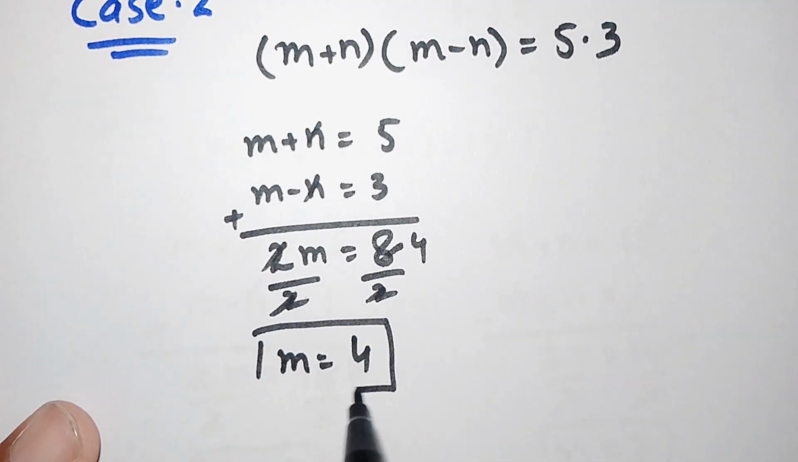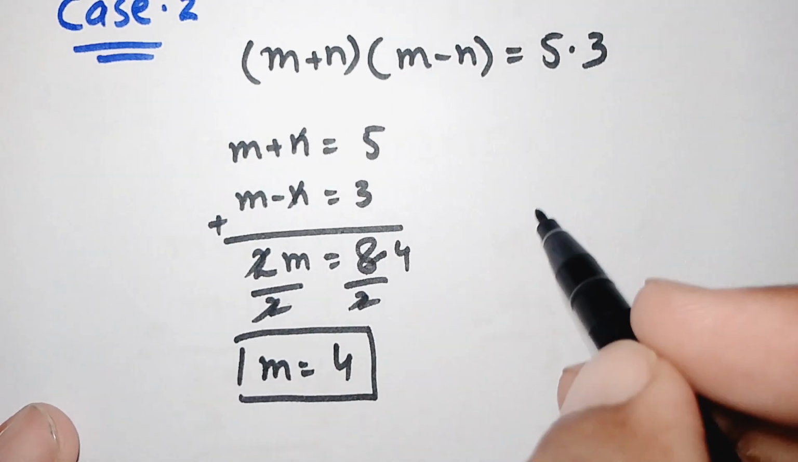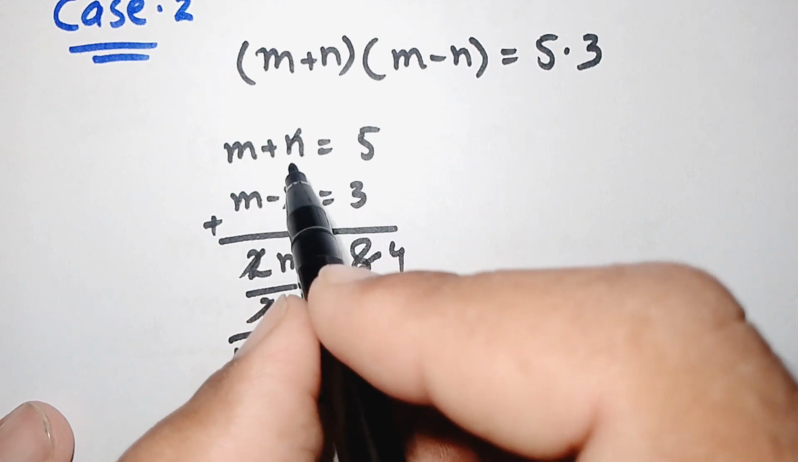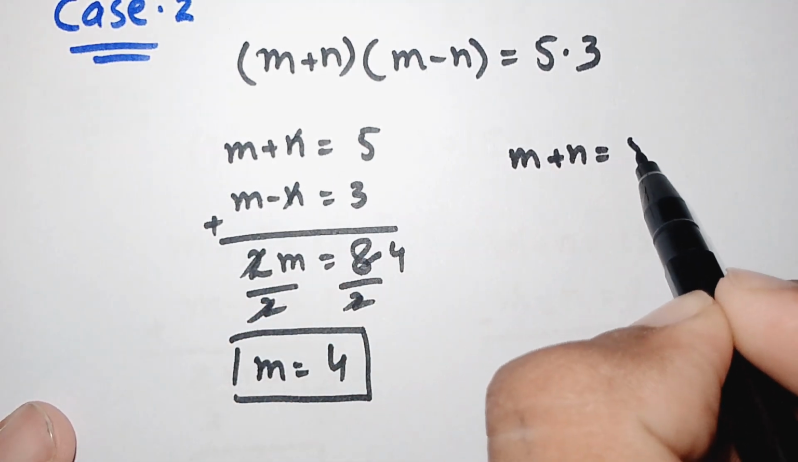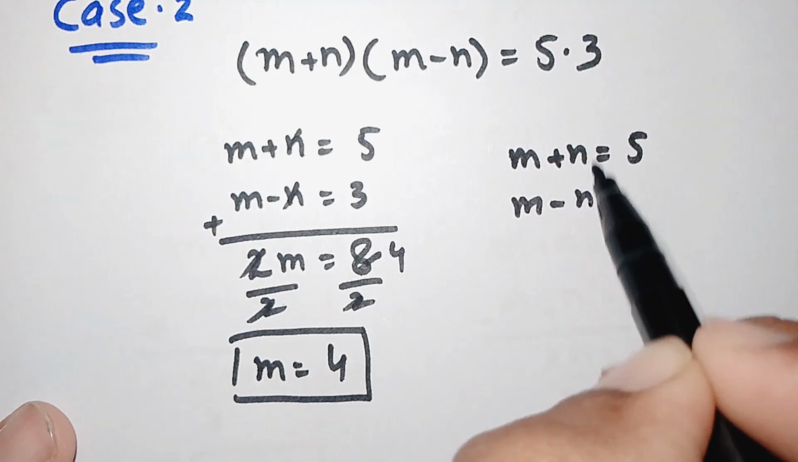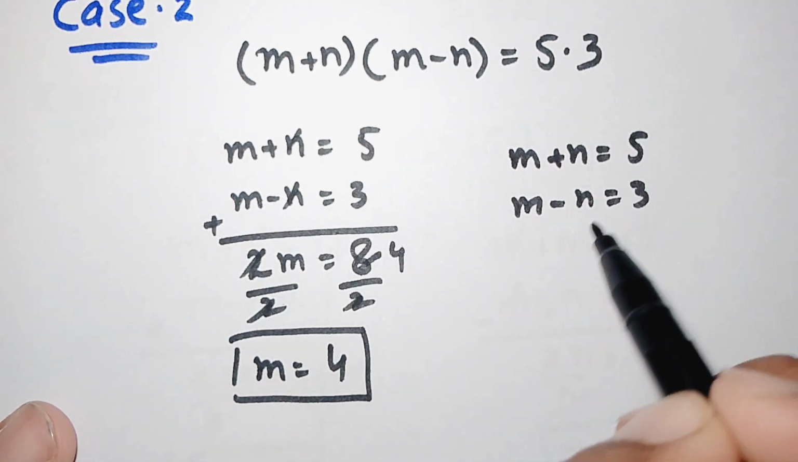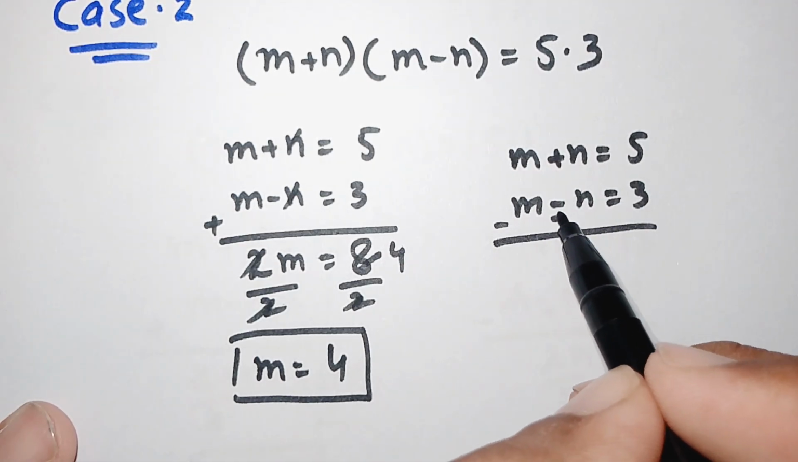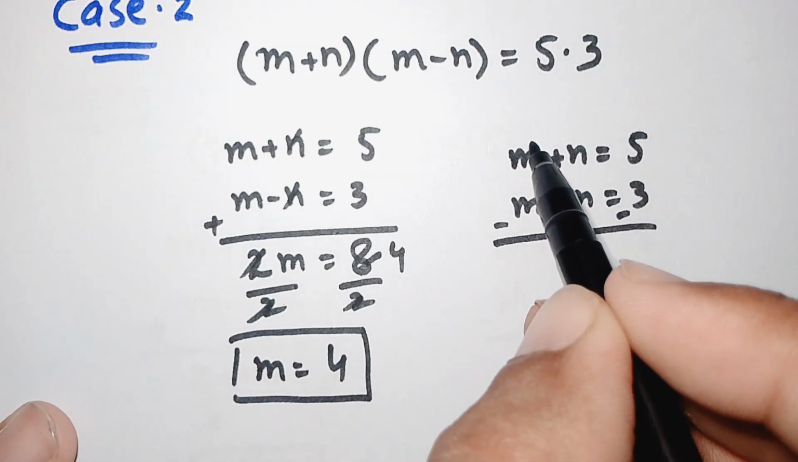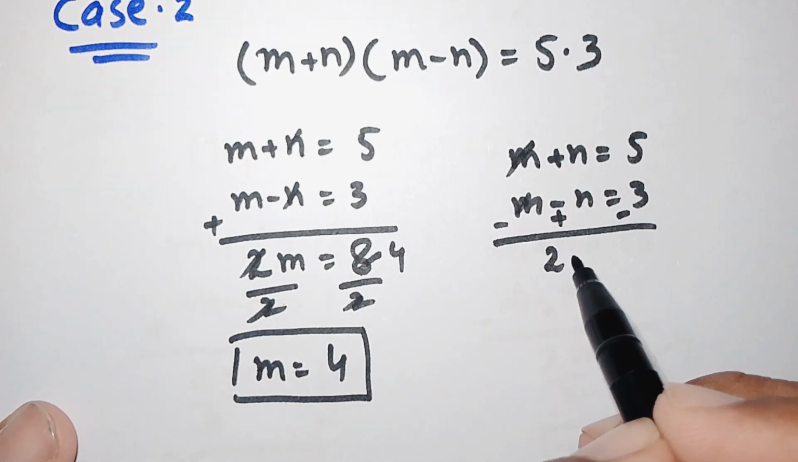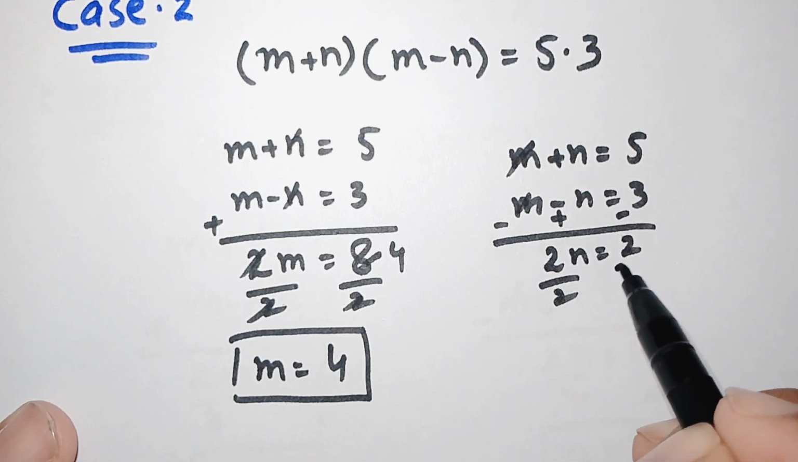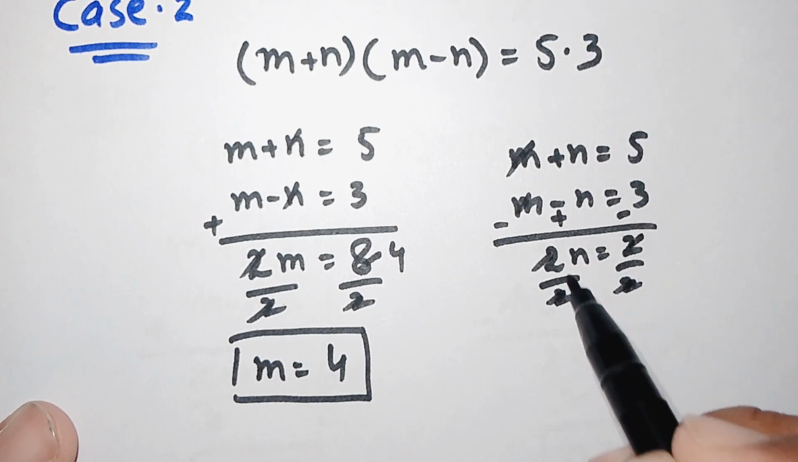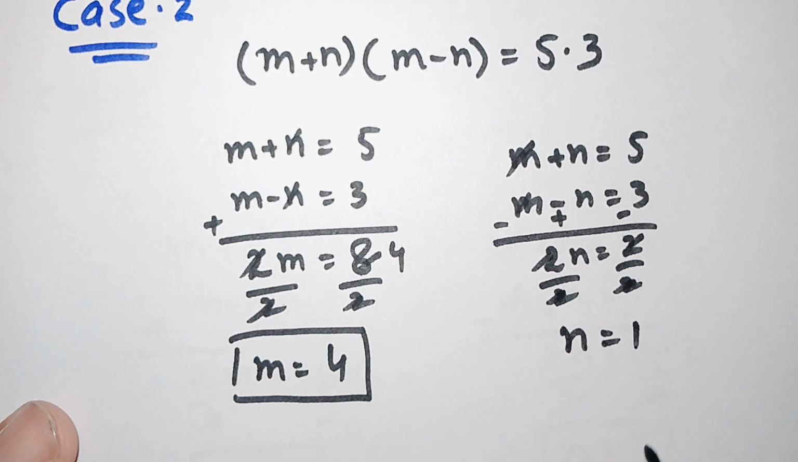So this is the value of m. Now we have to find out the value of n. So again we have to subtract these. Here m plus n is equal to 5 and m minus n is equal to 3. Now we subtract these, so this will become positive, this will become negative. Here m cancels with this m, 2n is equal to 5 minus 3 is equal to 2. This side divided by 2 and this side divided by 2, 2 cancels. Here n is equal to 1.